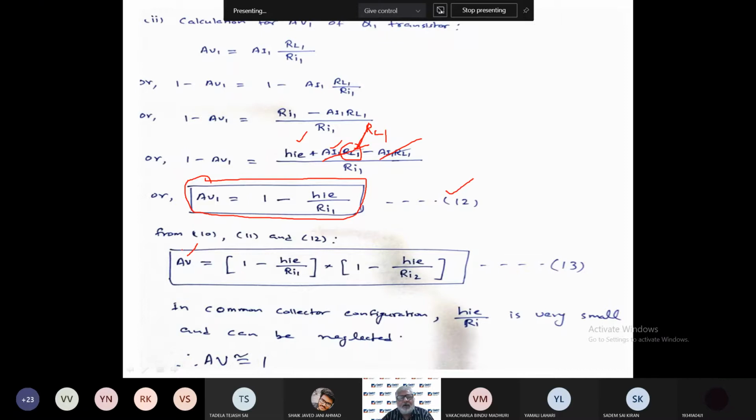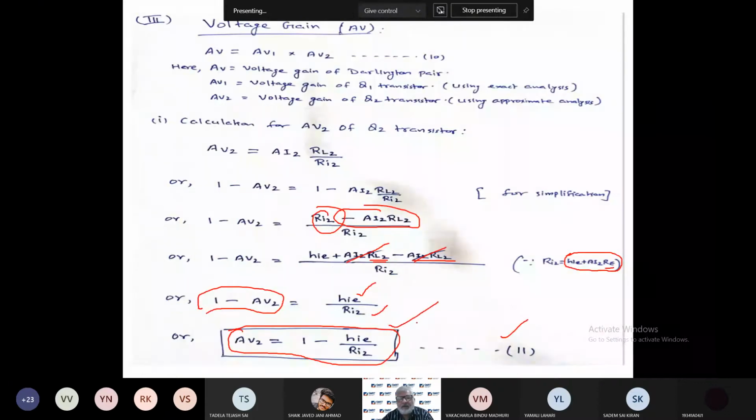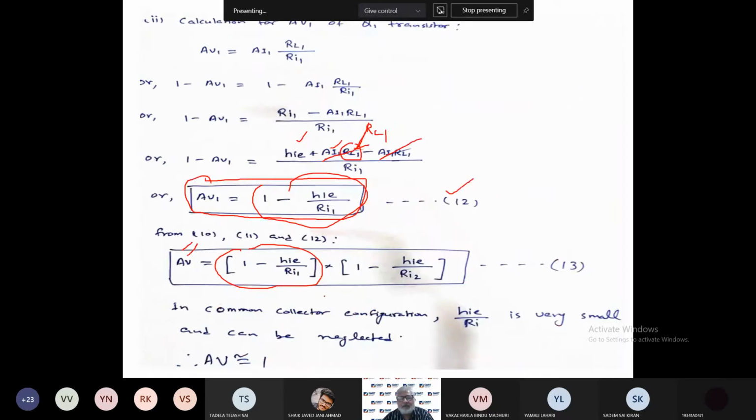Now the overall voltage gain is AV1 multiplied by AV2. AV1 is this, so I have written it here, and AV2 is this, so this part I have written there. Multiply both the things.